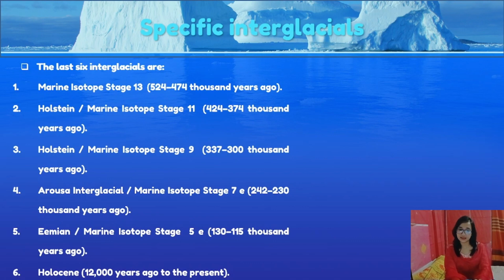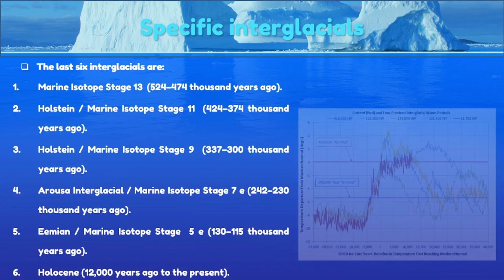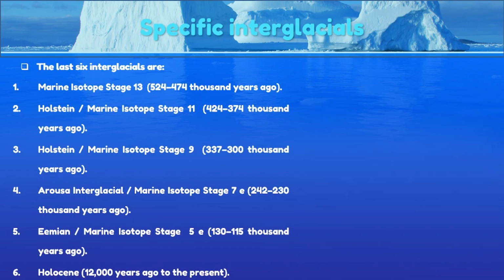Now, the specific interglacials, the last six interglacials: marine isotope stage 13 is 524 to 474,000 years ago. Holstein and marine isotope stage 11 is 424 to 374,000 years ago. Holstein and marine isotope stage 9 is 337 to 300,000 years ago. Arosa interglacial and marine isotope stage 7E is 242 to 230,000 years ago. Marine isotope stage 5E is 130 to 115,000 years ago. Holocene is 12,000 years ago to the present.